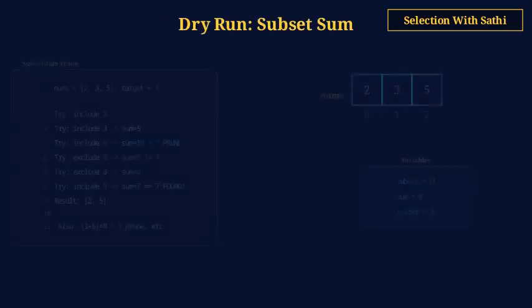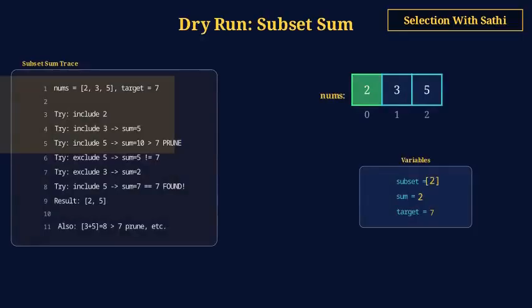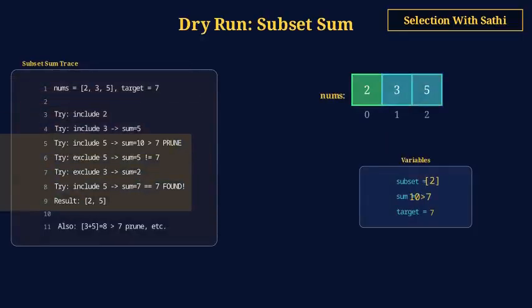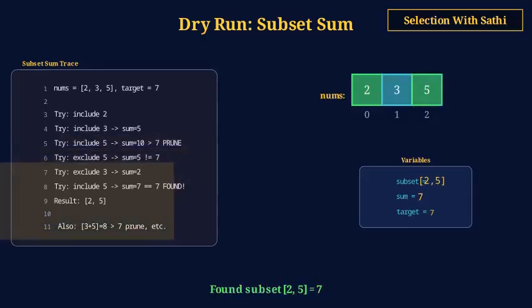Now let us understand the Sudoku solver concept. Look at line 2, find the first empty cell in the grid. If no empty cell exists, the puzzle is solved. Lines 6 through 11, try each number from 1 to 9 in the empty cell. Line 7, check if the number is valid, meaning it does not conflict with any number in the same row, same column, or same 3 by 3 box.